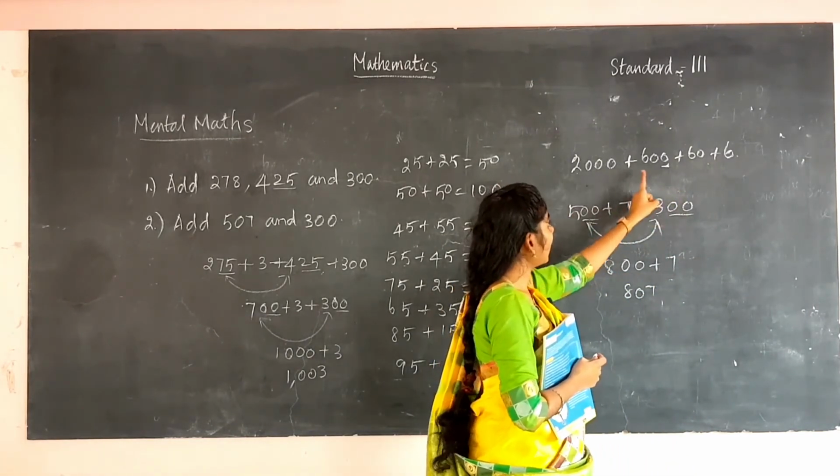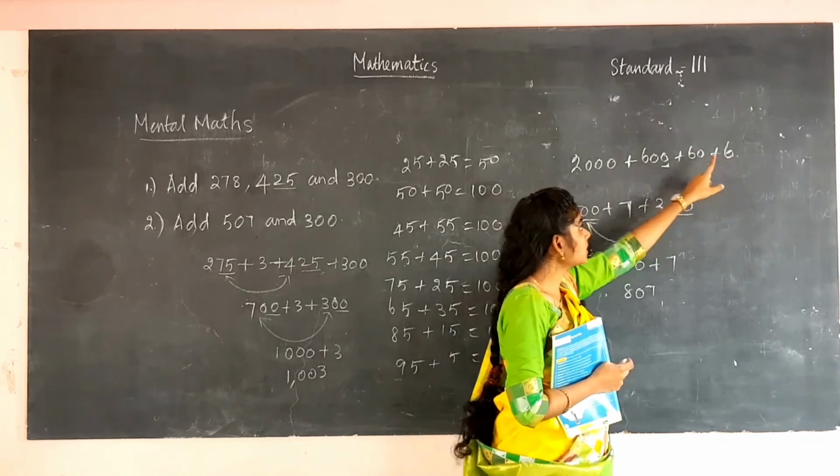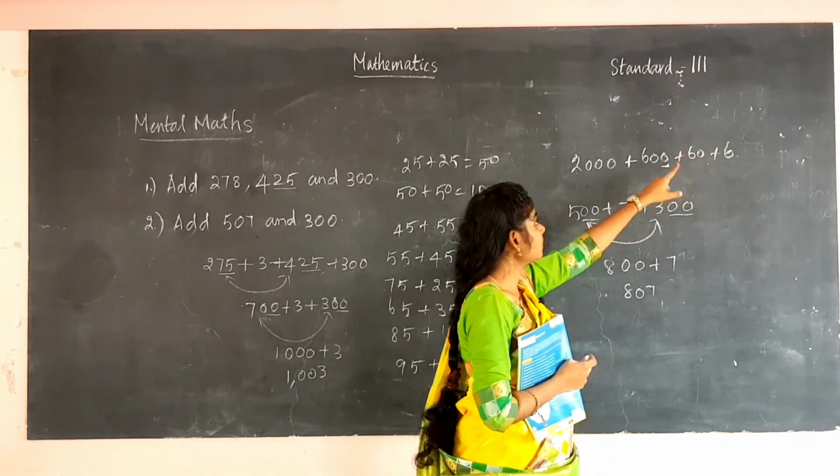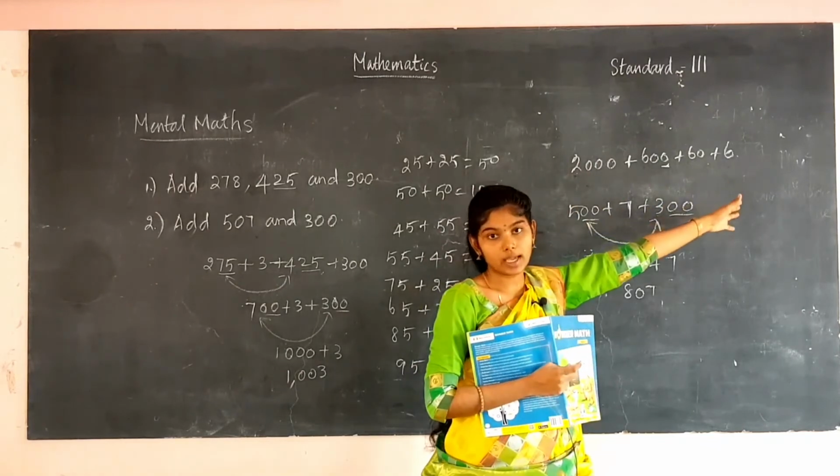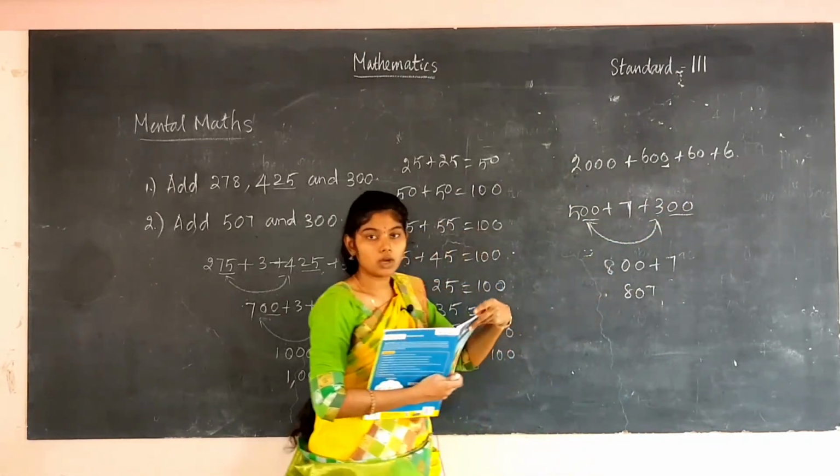So while we are adding, how will you write? First 6 in the ones place, 6 in the tens place, 6 in the hundreds place, and 2 in the thousands place. So easily you will get the answer. So this is a simple way that you have to think.